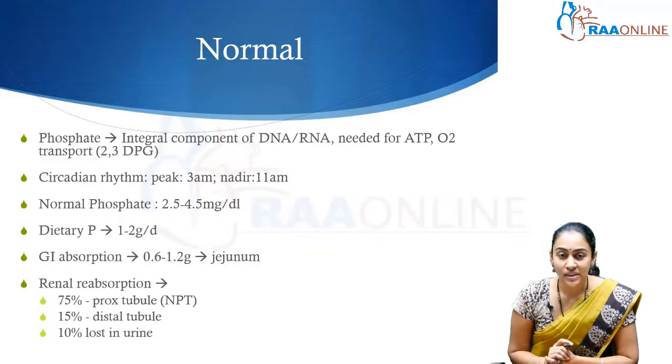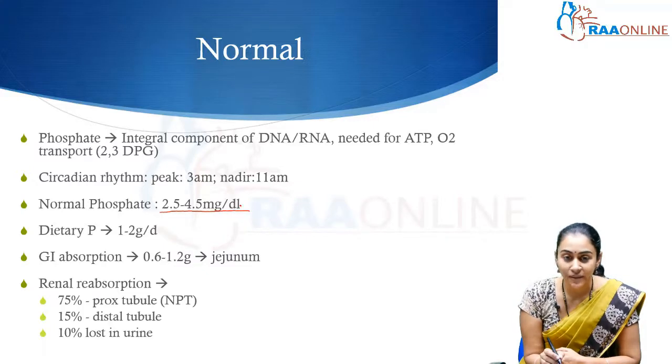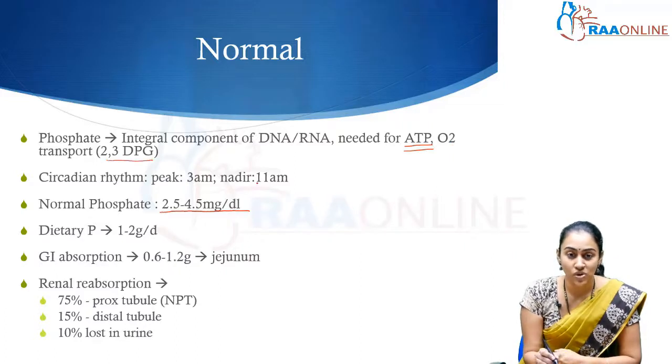What is normal serum phosphorus? Normal serum phosphorus level refers to a serum phosphorus level of 2.5 to 4.5 milligram per deciliter. Now, phosphate, as we all know, is an integral component of cellular structure in the form of DNA and RNA. It is also required for energy storage, for ATP production, and also plays a very important role in oxygen transport through 2,3-DPG.